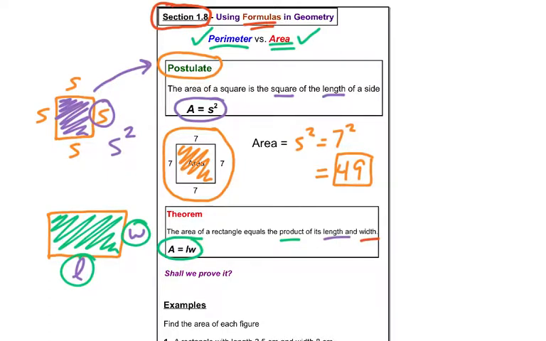Shall we prove it? Yeah, we will. We're actually going to do this in one of our classes coming up. It is one of the coolest, neatest proofs. It's going to take a lot of algebra, but it is so clever. But we'll do that next time.